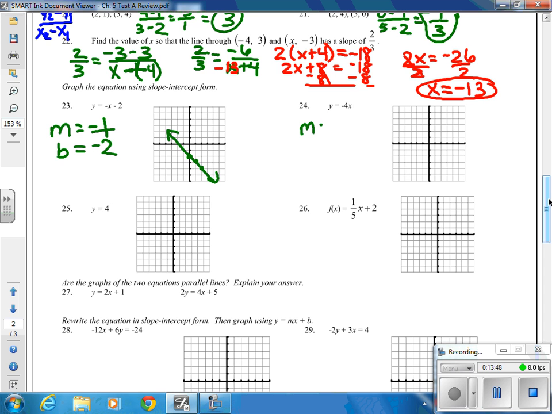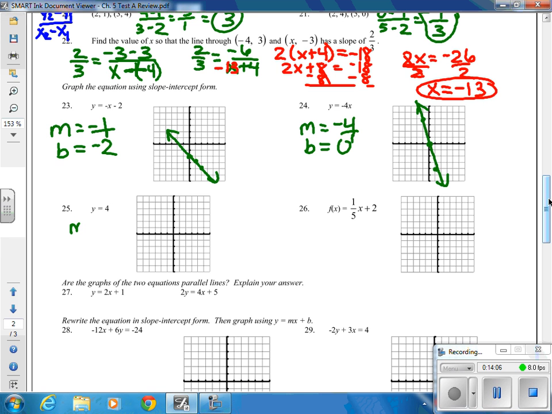Go to 24. Your M is negative 4, and your B is 0. You're going to start at the origin, and you're going to do negative 4 over positive 1. That means down 4 and right 1. I don't have any more room, so I'm going to go back to start, and I'm going to go up 4 and left 1. You actually just created a direct variation line out of that picture.